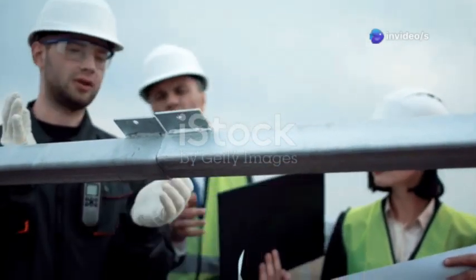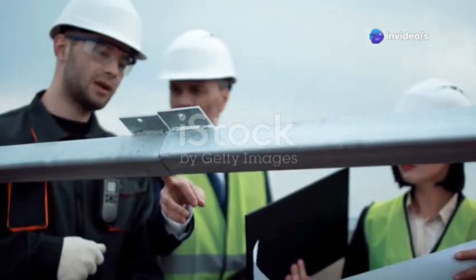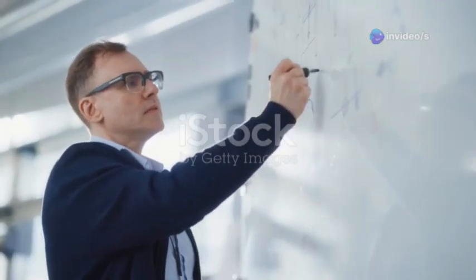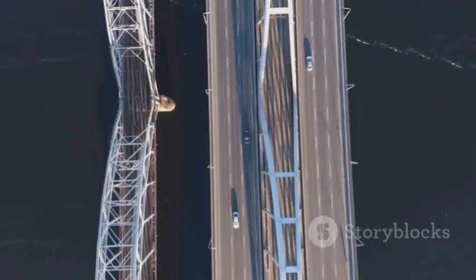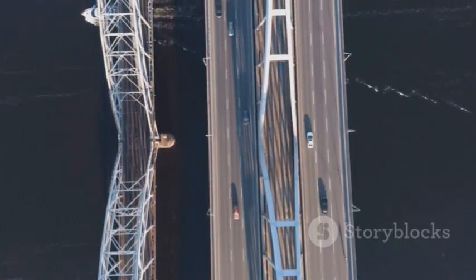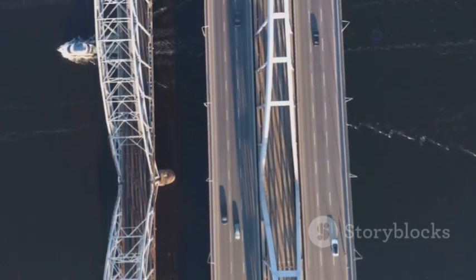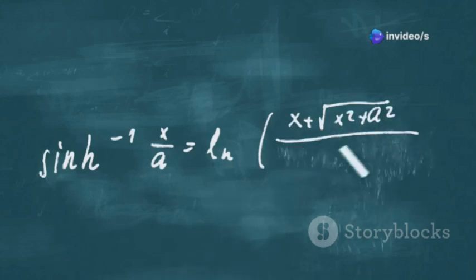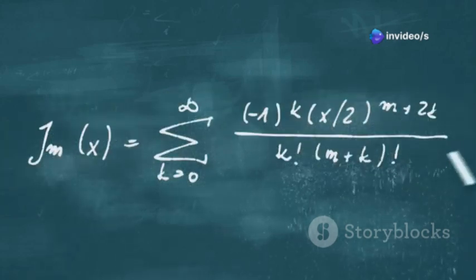Section 5. Equilibrium, balancing act for structures. A fundamental concept in structural engineering is equilibrium. For a structure to be stable and safe, all the forces acting on it must be in balance. This means that the sum of all vertical forces must be zero, and the sum of all moments about any point must also be zero.